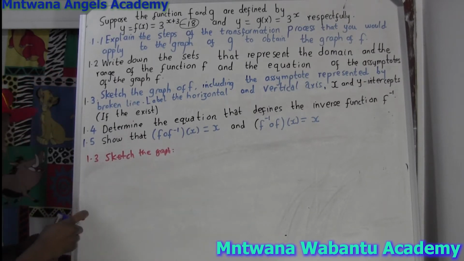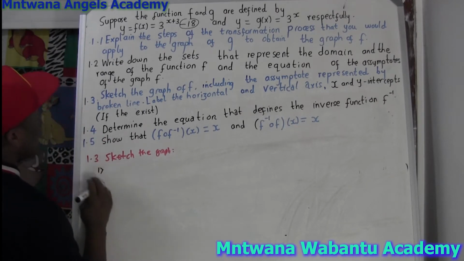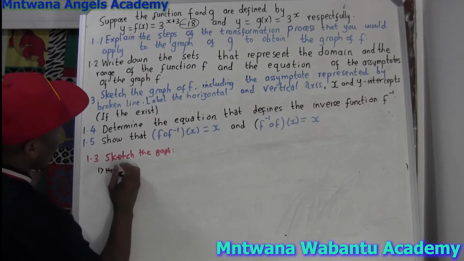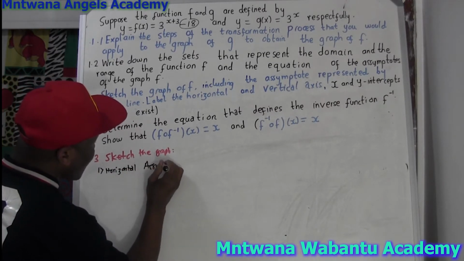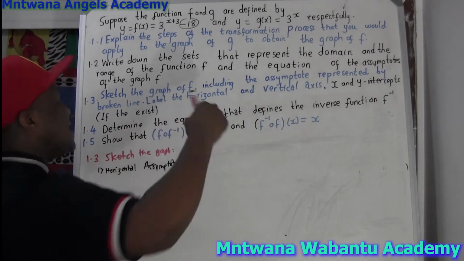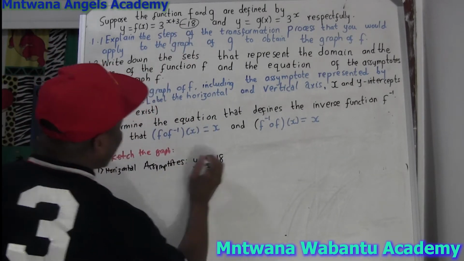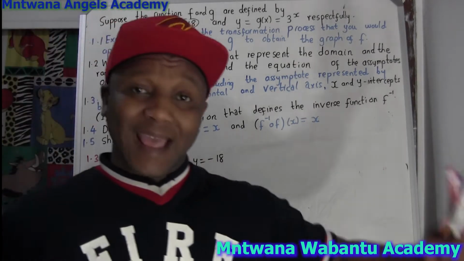What are the things I need? Let's highlight all of them. The first one is the asymptote. For an exponential function, we need a horizontal asymptote. Do you have a horizontal asymptote? Yes, of f, which equals -18. Go to y = -18. Another thing you need is the x and y intercepts.